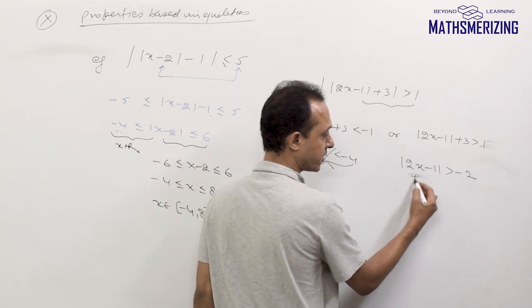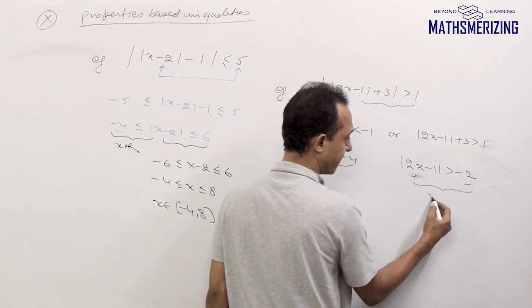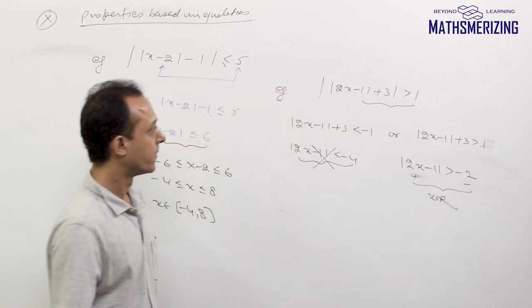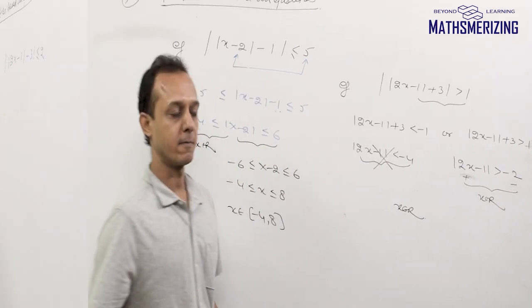So on the left-hand side, I have a positive number, and on the right-hand side, I have a negative number. So a positive number is greater than a negative number for all x belongs to R. So the answer to this question is, this is true for all x belongs to R.